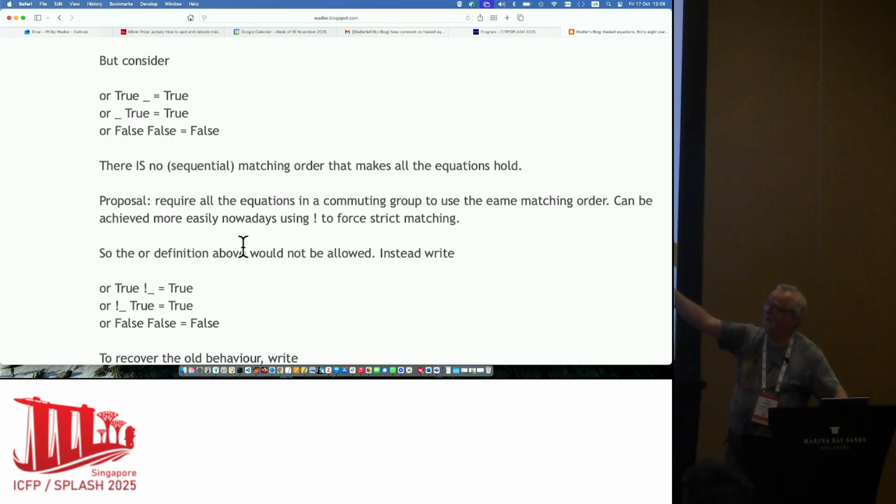Of course, we'd want to write or true and then an underscore, but if we use a bang, as in the definition at the bottom, then we get the same strictness. So we get the same strictness in every equation, and by doing so, it then doesn't matter whether... it's a way of kind of finessing the problem.